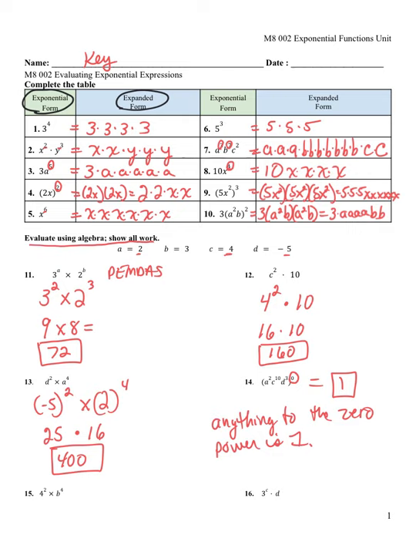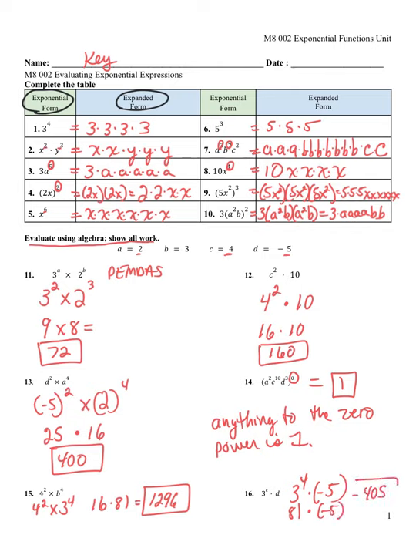So number 15, let's plug in. We have 4 squared times 3 to the 4th. That gives us 16 times 81, which is 1,296. 3 to the c, so you have 3 to the 4th times negative 5. So that will be 3 to the 4th is 81 times negative 5 is negative 405 when you multiply those two together.